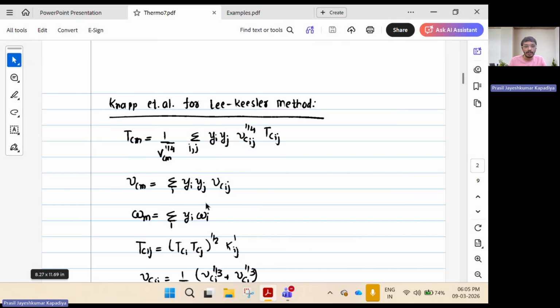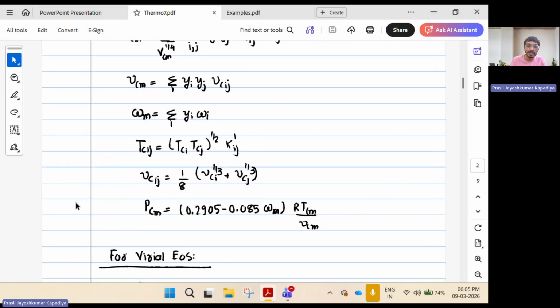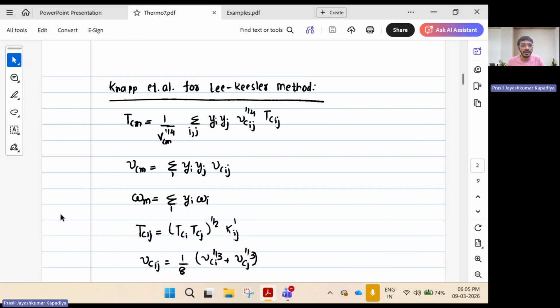So for that, there are some equations from literature. Various equations have been proposed, and based on the conditions, we can use those kinds of equations. First is by the author Knapp et al., and this can be used for the Lee-Kissler approach. He assumes that TCM can be expressed in the following way: 1 upon VCM raised to 1/4, summation ij YI YJ VCIJ raised to 1/4 TCIJ raised to 1/4. Okay, so this is the mixture critical temperature.